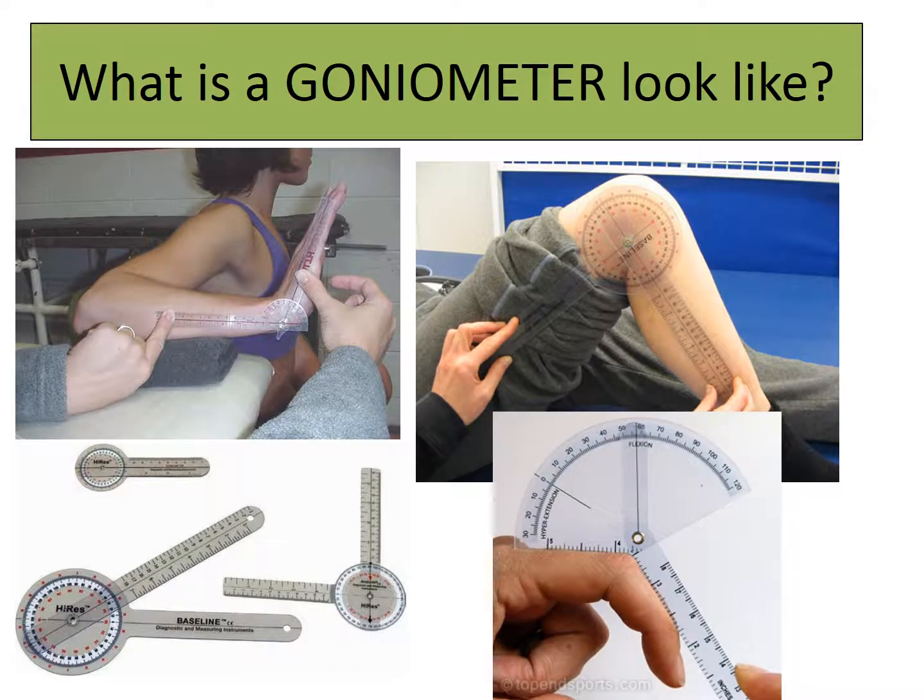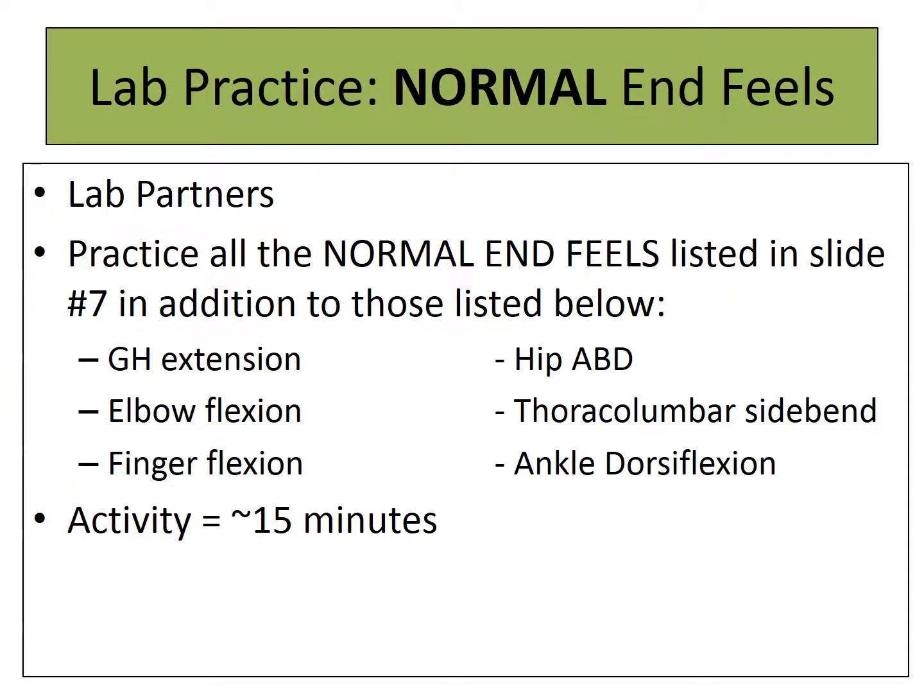This slide shows you different variations in goniometers depending on the joint that you are measuring and the size. So as we go through the different joints, you'll learn which goniometer is appropriate for measuring range of motion at that joint. We will complete this lab practice when you are in class, and we will be discussing what are normal end feels for each of these motions listed below.